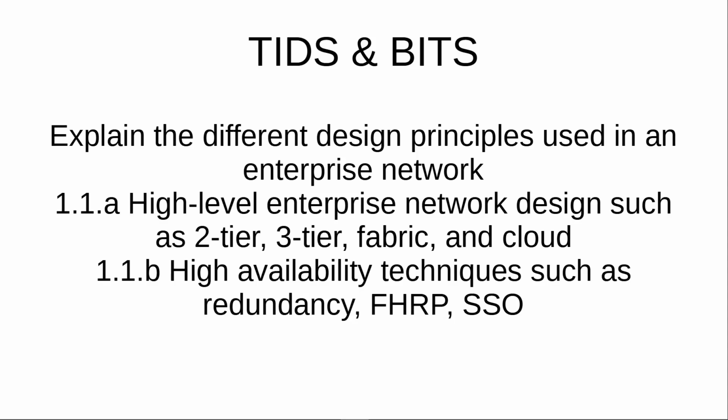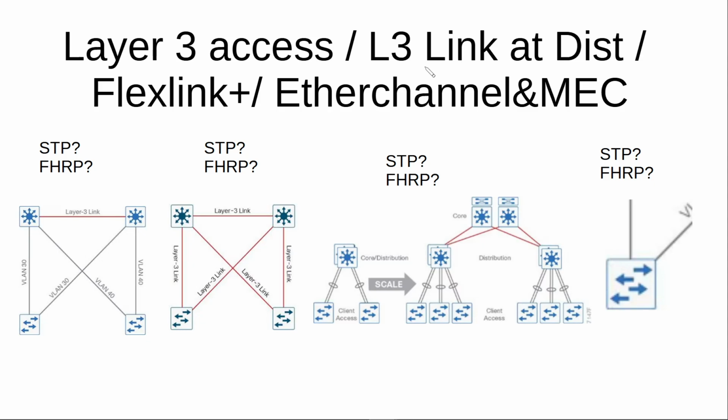Let's talk about some other high availability techniques that you can use when designing your networks. You can, for instance, choose to have a layer 3 link between your distribution switches. If you did that, you will be breaking your layer 2 loops. In that way, you will be getting rid of spanning tree protocols, which is a good thing.